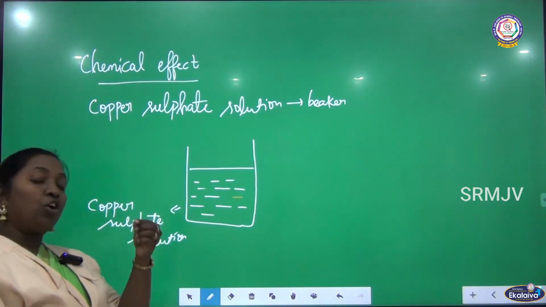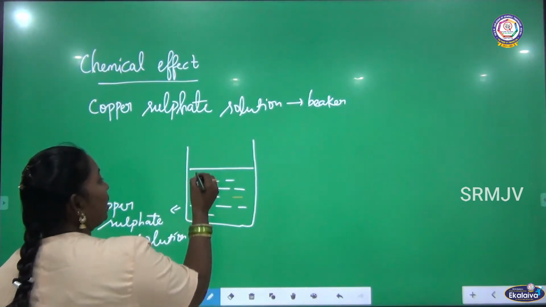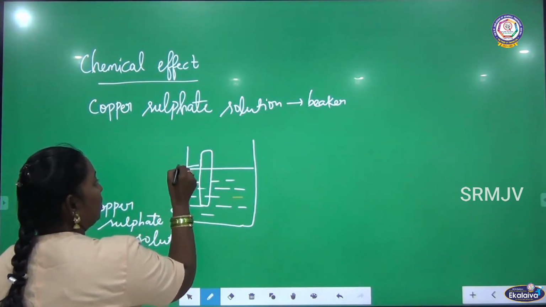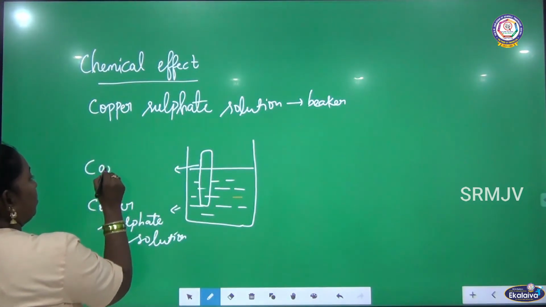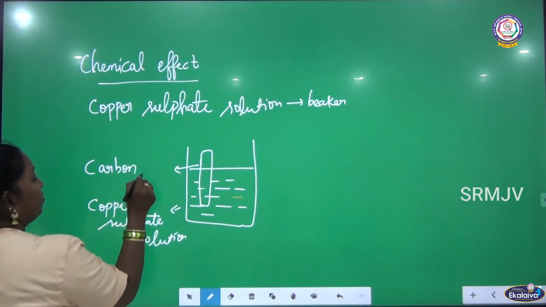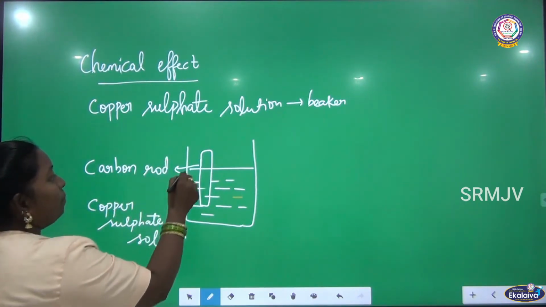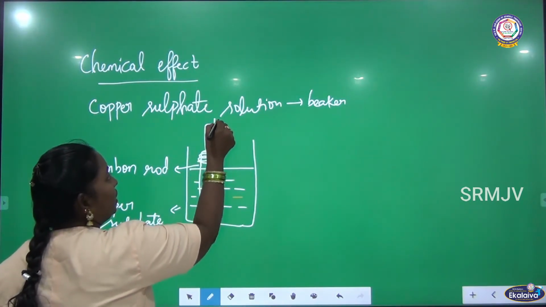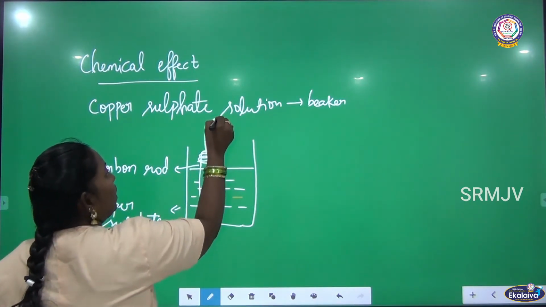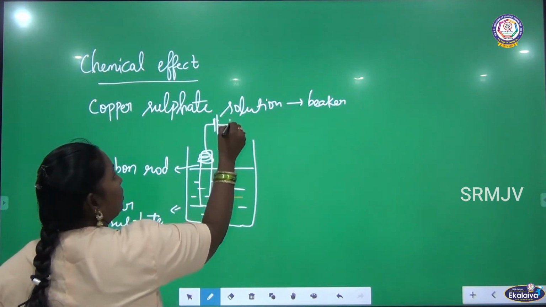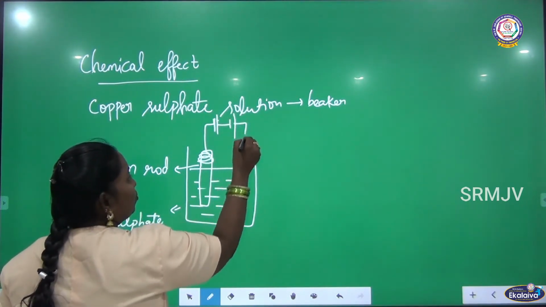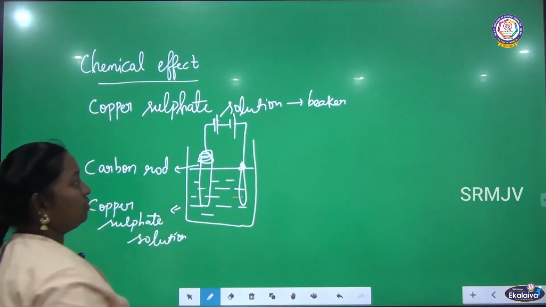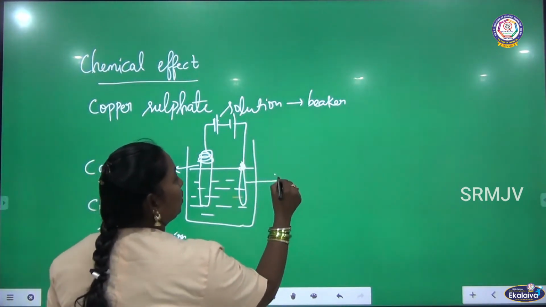And take a carbon rod from the dry cell. Wind the upper part of the carbon rod with wire, and it should be connected with the negative terminal. And the next one is you have to take a copper wire. Okay, this is copper wire.